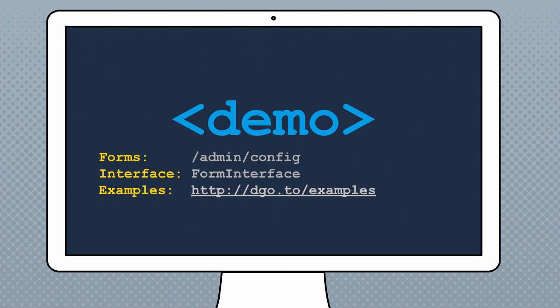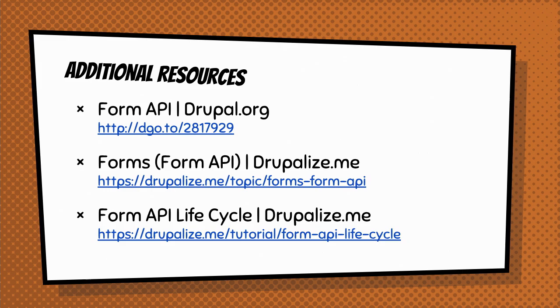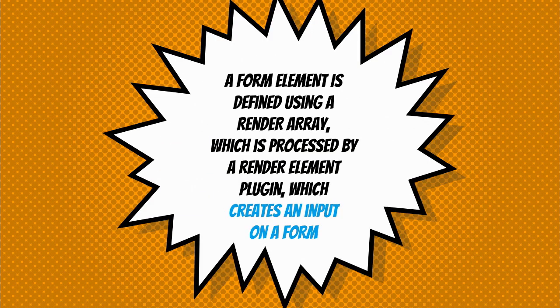And now getting into form elements. Form elements are defined using a render array, which is processed using a render element plugin. Now we're really going to dive deeper into plugins, which create an element, an input on a form. Plugins are small pieces of functionality that are swappable. The three big things to think about with plugins are they're reusable, they're standardized, they always have a defined interface and annotation on how they should be set up, and they're extendable. So you can take an existing plugin and extend it and make minor tweaks if you don't like how something's working.